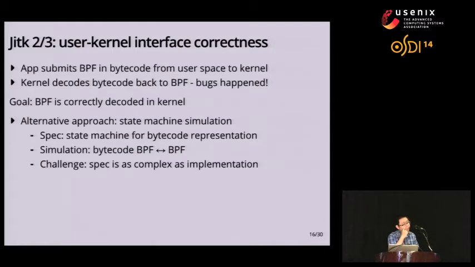One strong approach would be to similarly do a state machine simulation as we just did before. We could write a spec, also like a state machine, for the bytecode BPF, and then show a simulation between bytecode BPF and the actual abstract BPF. But the challenge here is that the specification for bytecode BPF is really hard. You can imagine for each byte, you have to define some state transition, and that's basically what the code does. So the specification would be as complex as the implementation, and there's no point in doing that kind of proof.